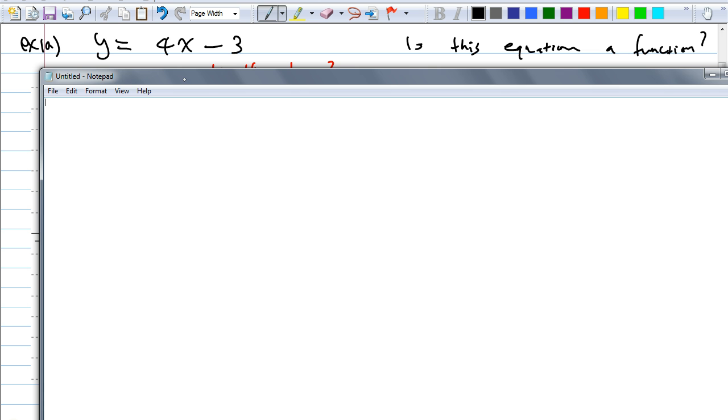Now, is this a function or not a function? Yes? It's a function, correct? How do you know it's a function, guys? Everybody here? No one on this side? I guess one on this side. Ryan, what do you think? Is this a function or not a function?